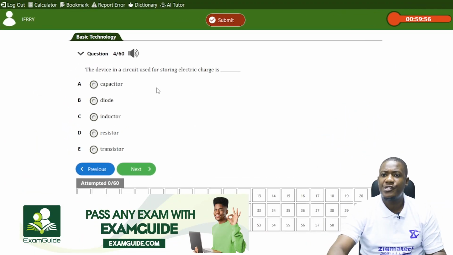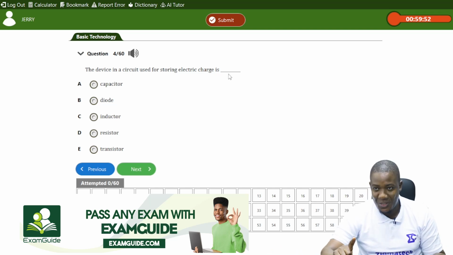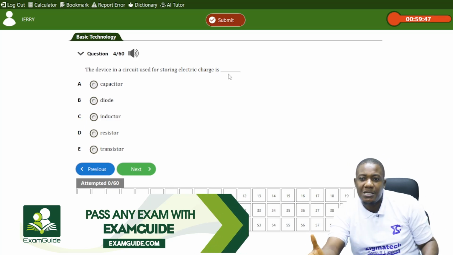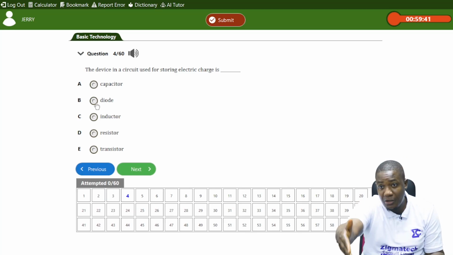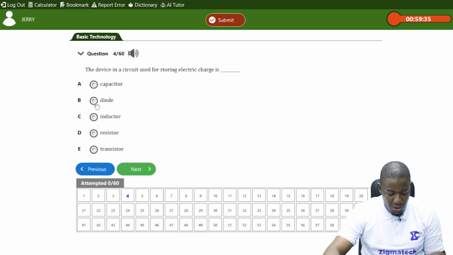The device in a circuit used for storing electric charge is, please answer this one. Okay, good. That device is called a capacitor, not an inductor, not a resistor, not a transistor, not a diode. We're going to discuss all of this in the next video. Please, I really want you to watch the next video. Okay, let's also look at other questions.